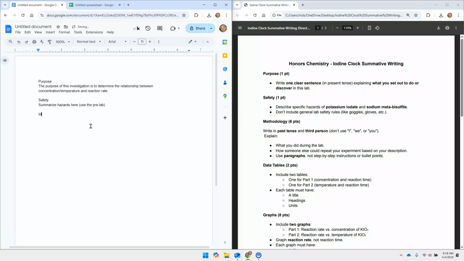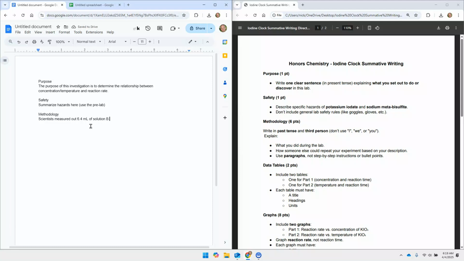All right, next we have our methodology. Now the methodology is going to be written in past tense and third person, meaning that you did it in the past and you're not going to use personal pronouns like I, we, or you. So let's say our first step was to measure out, I could say scientists measured out. Instead of saying we, you can say scientists or group members measured out, I don't know, what was it, 6.4 milliliters of solution B, whatever it was.